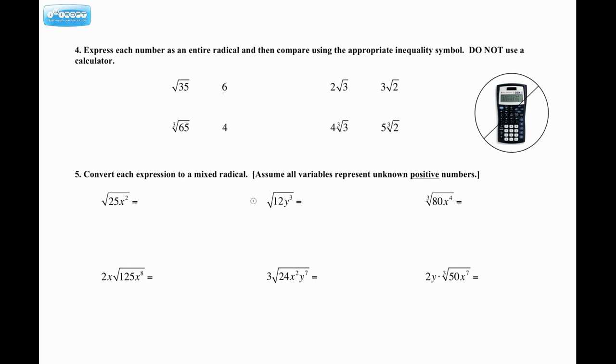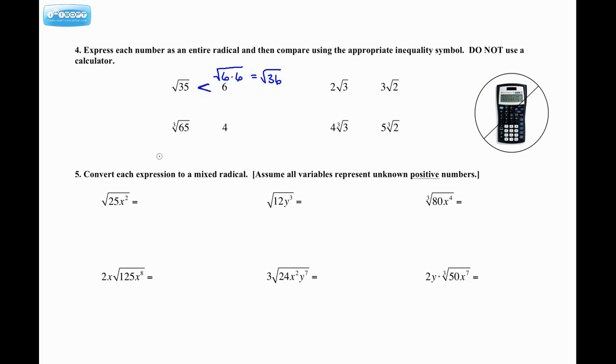I'm going to write 6 as an entire radical. So remember, that is the same as the square root of 6 times 6, which is the square root of 36. So it's a lot easier now to compare root 36 with root 35. This 36 is obviously bigger, so we get the same answer as before.